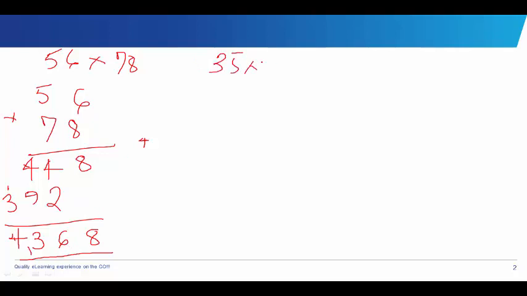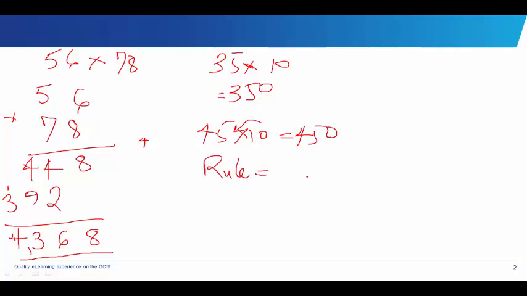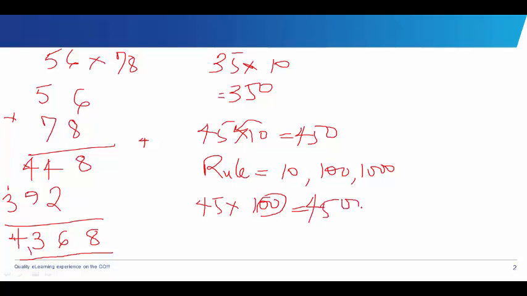35 times 10. When you're given any number to multiply by 10, the easiest way to do this is just take the 0 and bring it here, so it becomes automatically 350. Let's look at another example. 45 times 10, just take the 0 to this side and it becomes 450. Now this is a rule. Use it anytime you're multiplying a number by 10 or by 100 or by 1000. Now if it's by 100, 45 times 100, you take these two zeros to this side, it becomes 4500, and that's our answer.